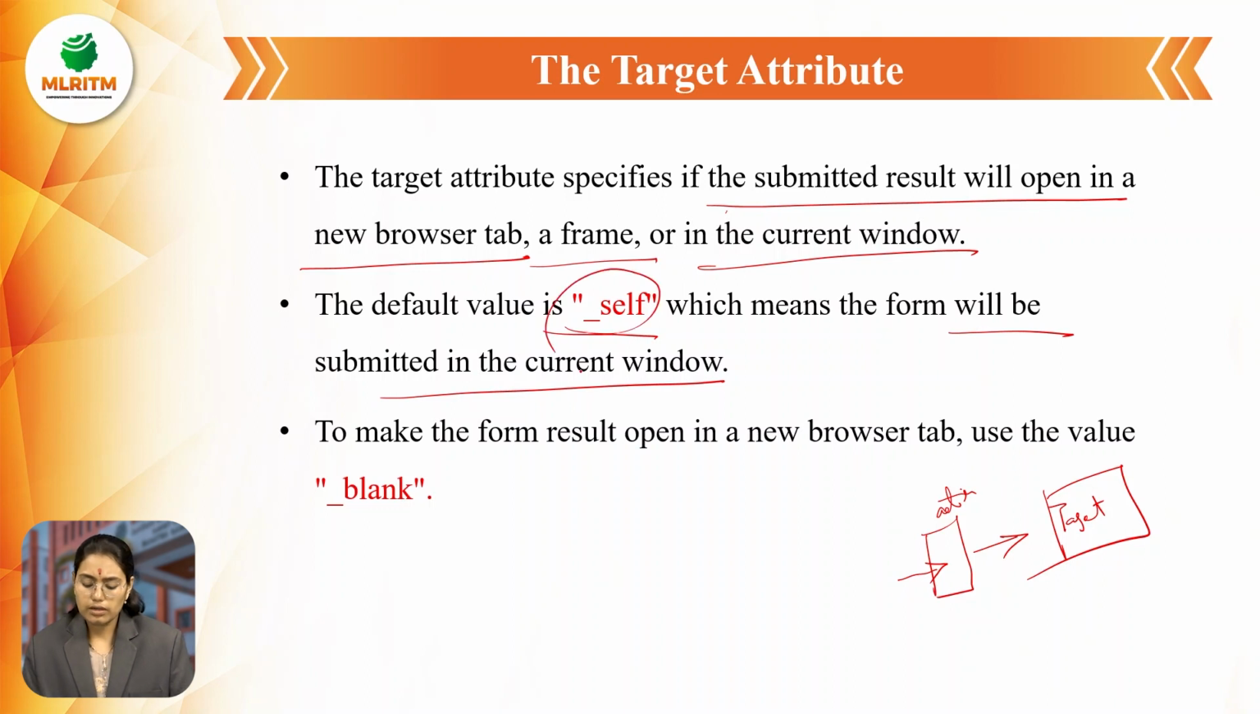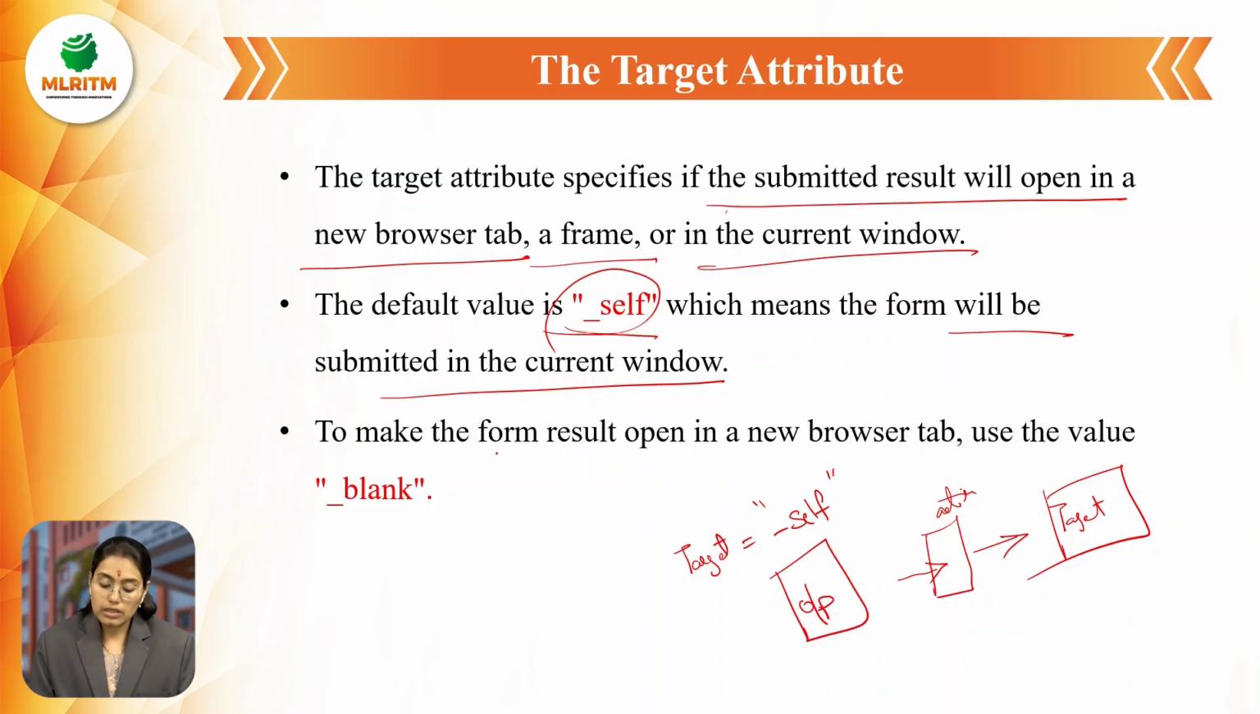If you mention target attribute equal to _self, then whenever the form is submitted, you will see the output in the same current window. To make the form result open in a new browser tab, use the _blank keyword. So if you want to open in the current window, use _self, and if you want to open in a new window, use _blank.